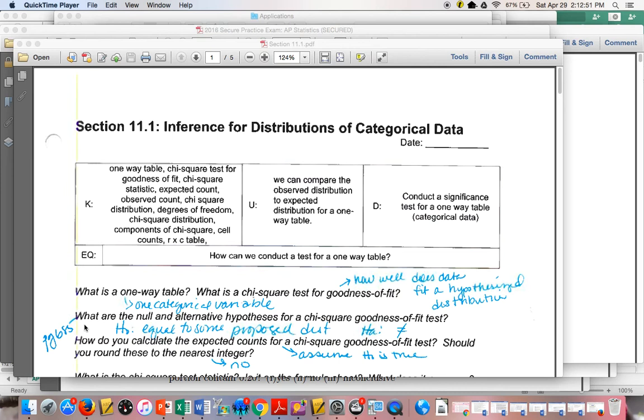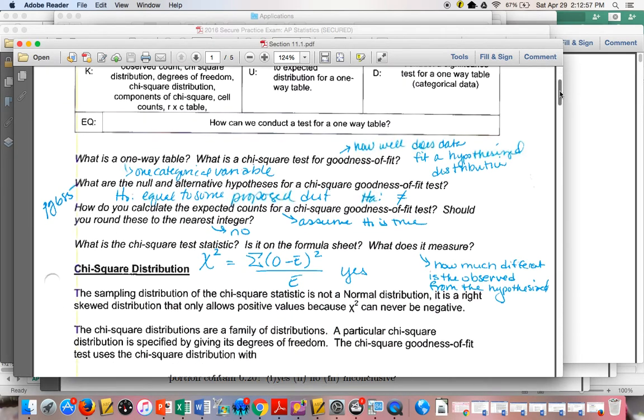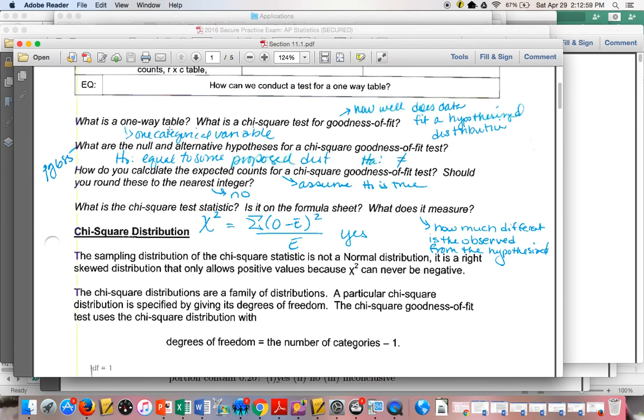We're going to start off by looking at doing inference for one categorical variable. One categorical variable will have a one-way table. It'll just have one variable, and it'll have the counts for that variable. And what we can do is a chi-squared goodness of fit test. What this test does is test how well the observed data fits the expected data.